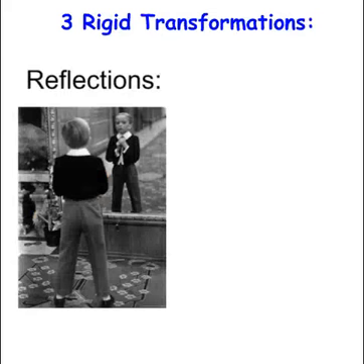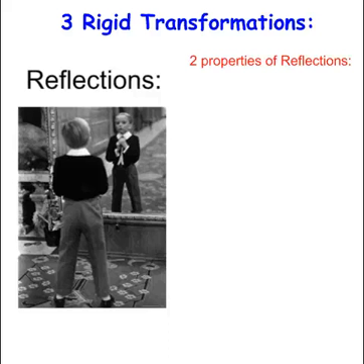Let's take some notes here on reflections. So of our three rigid transformations, we're going to talk about reflections here. There are two properties of reflections, and we're talking about when you reflect a point. If we talk about images or shapes, they're just a whole bunch of points, like an infinite amount of them, that are getting treated in the same behavior. So when we talk about one point, we can generalize to the figures as well.